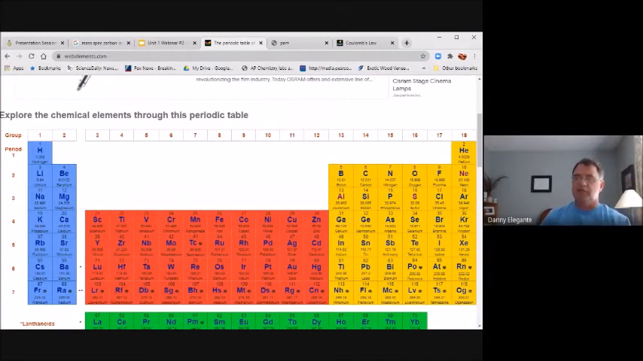Remember, this orange section has 6 spots for electrons. There are 2 electrons per orbital. That means there's 3 spots in the 2p sublevel, each of which can hold 2 electrons, to put those electrons.